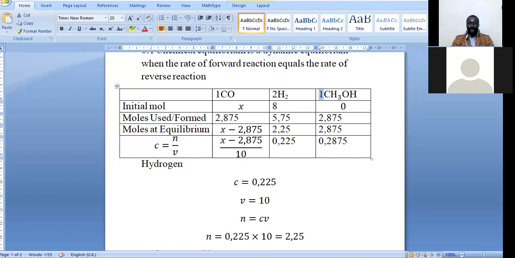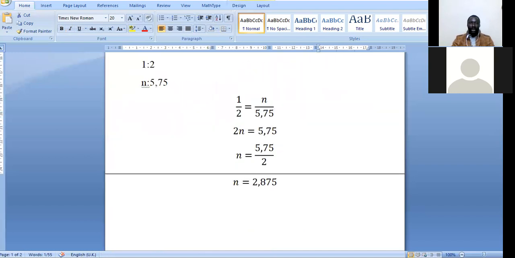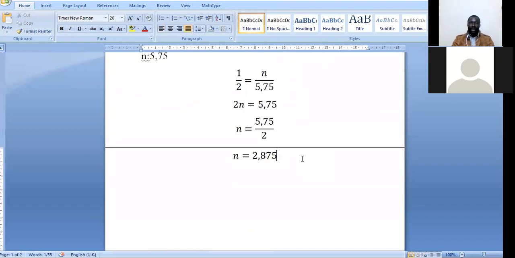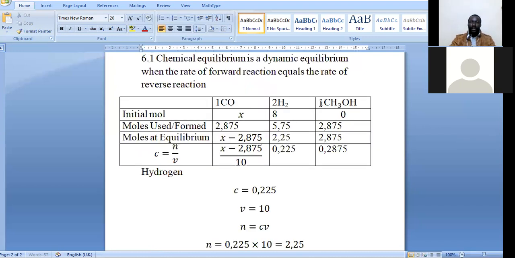So if you like, we could check that also real quick. So we say methanol here. So the mole ratio is that for every 2 moles of hydrogen, there is 1 mole of methanol. How did we get the 1? It's given here, in the original equation. Here there is 1, here there is 2, and here there is 1. We are done with these 2.